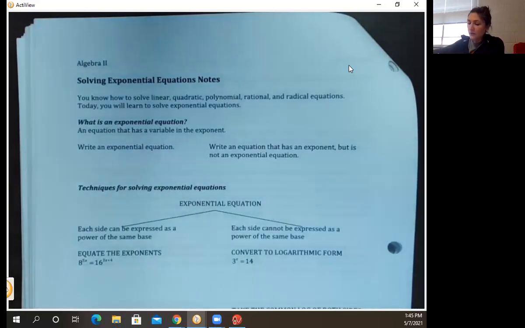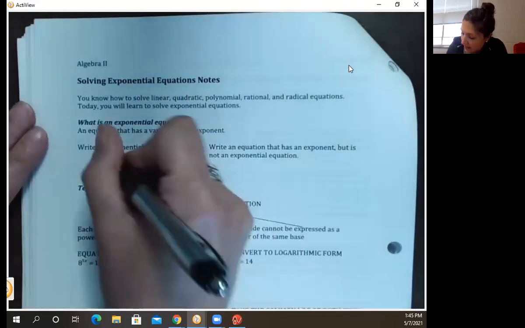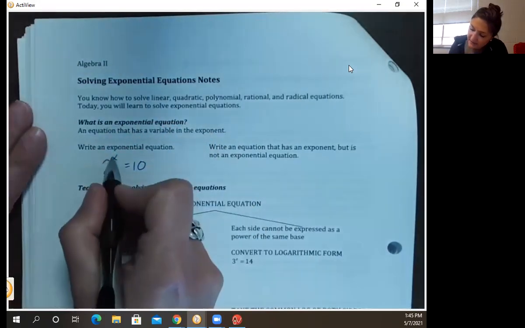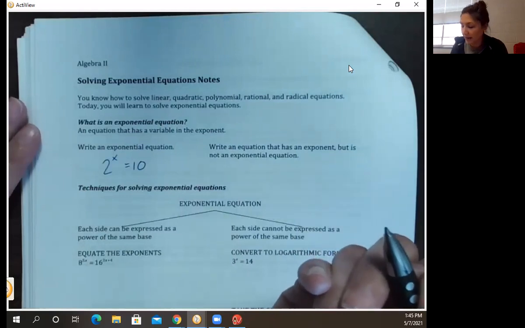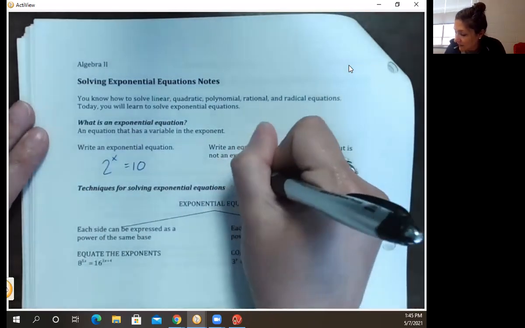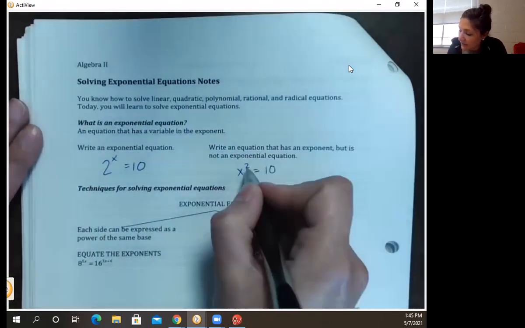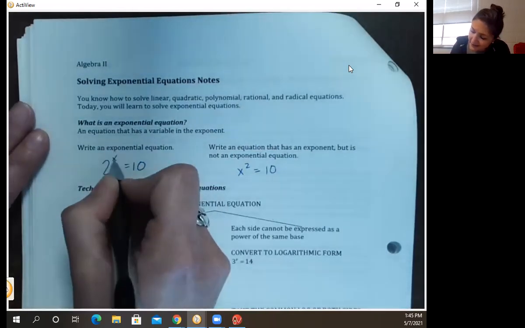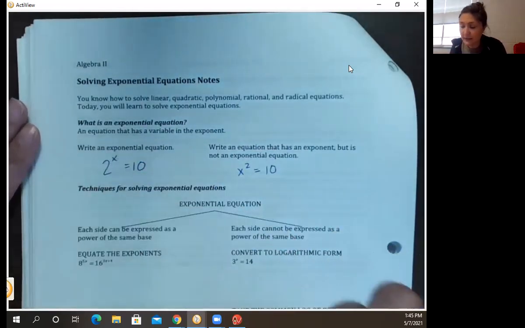So remember, for an exponential equation, that means the variable is in the exponent of my function. An exponential equation would look something like this. That means somehow we're going to have to get the variable out of the exponent. That's going to be our goal, okay? Something that's not an exponential equation, like maybe a quadratic equation, we wanted to get rid of the exponent to get that variable by itself. Here, somehow we have to get the variable out of the exponent. So that's what we're going to look at.